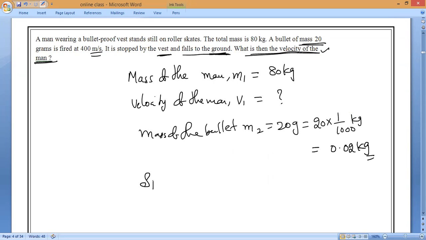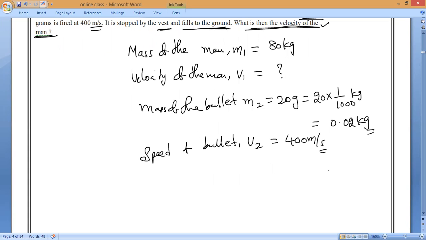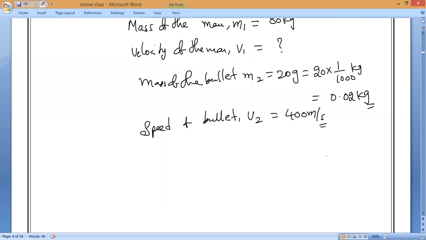Next, what is the speed of the bullet? Check it, everybody, the velocity of the bullet. They have given the speed of the bullet as 400 meter per second. Now, again, observe very carefully: here the bullet and man, like a gun and the bullet. What is the formula? Law of conservation of momentum. Momentum of the man is equal to momentum of the bullet. Is it right or wrong?